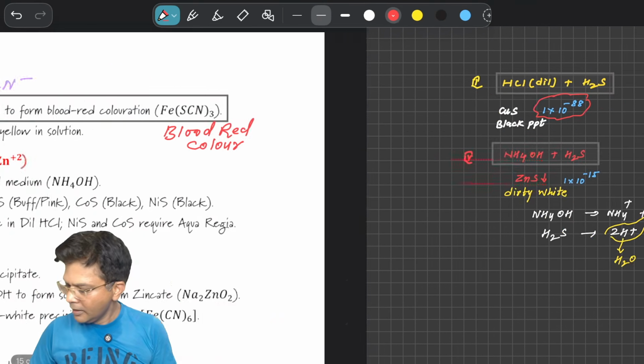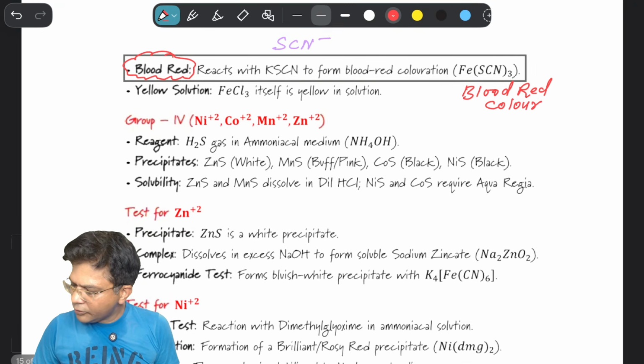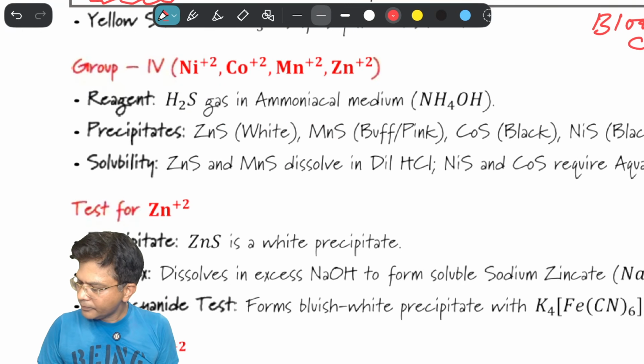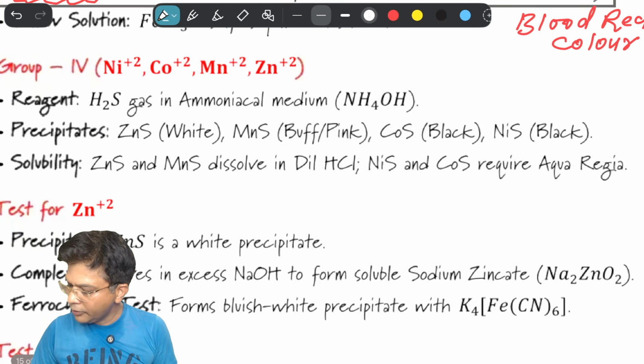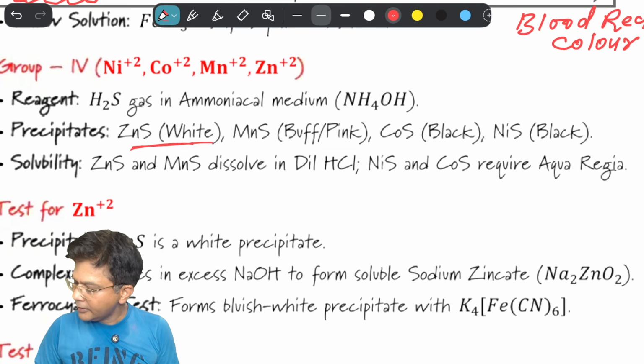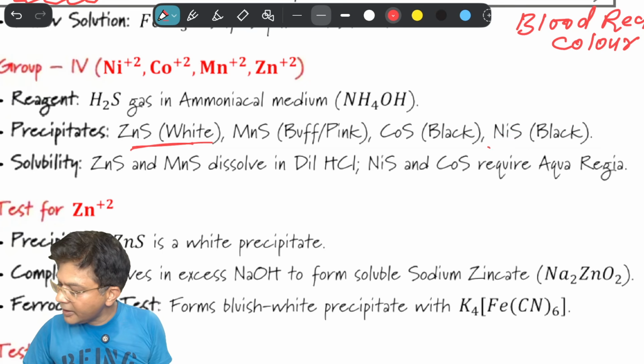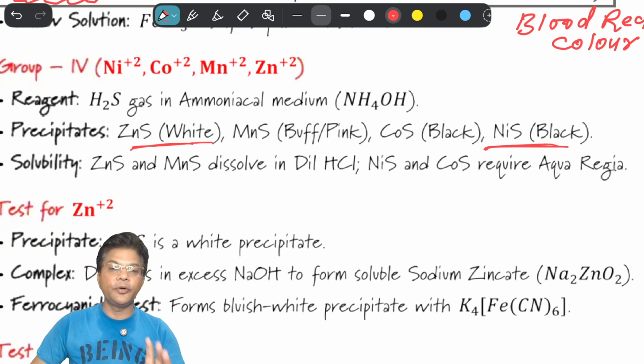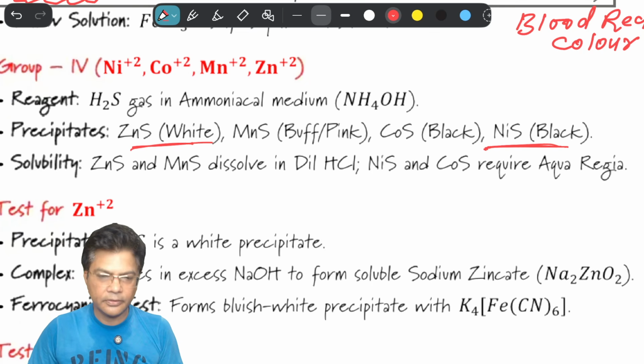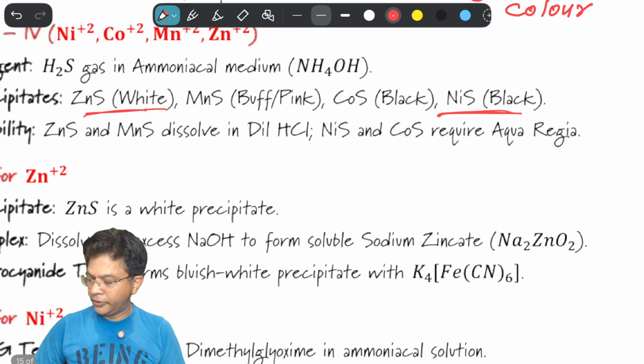Now let me come back to the color of sulfide. ZnS is, I have told you, dirty white. It is written over here, dirty white. MnS is not in the syllabus. Nickel sulfide is black. You have to remember these two colors. Now, the test for Zn2+.